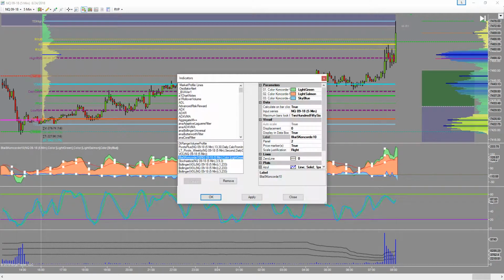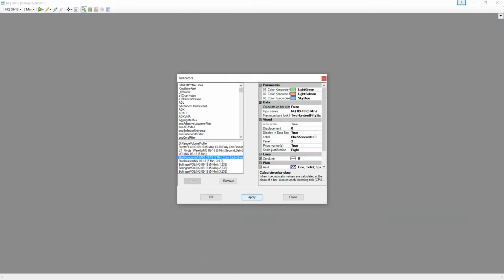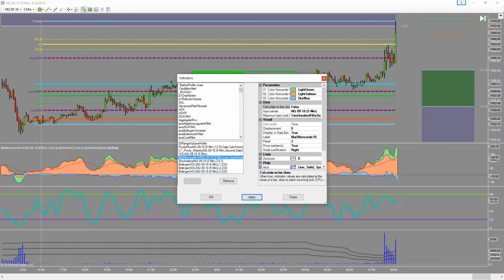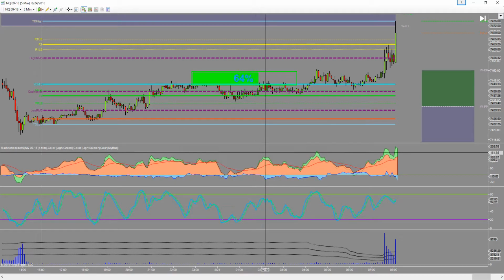First of all, I want to be sure that calculate on bar close is set to false, because we want to see how it develops in real time. We'll wait until this is completely loaded. Okay. Sorry.